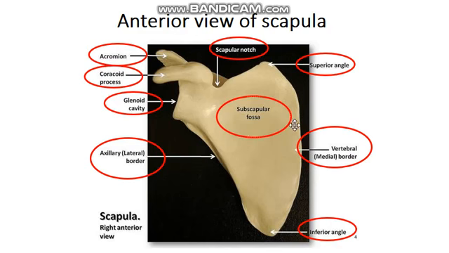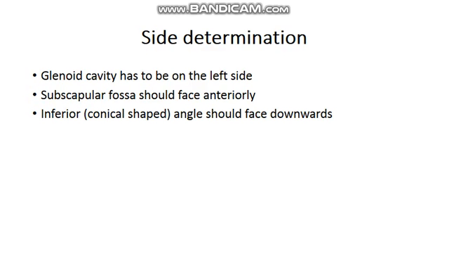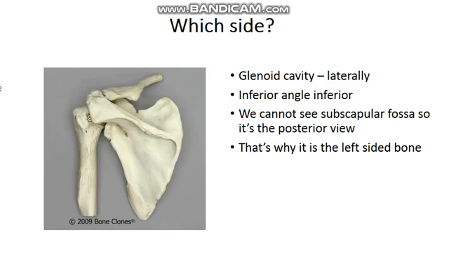Okay, this is the anterior view of the right scapula. Now comes the side determination. The glenoid cavity has to be on the lateral side, the subscapular fossa should face anteriorly, and the inferior angle should face downward. So these are the points. Now guess which side this bone is.